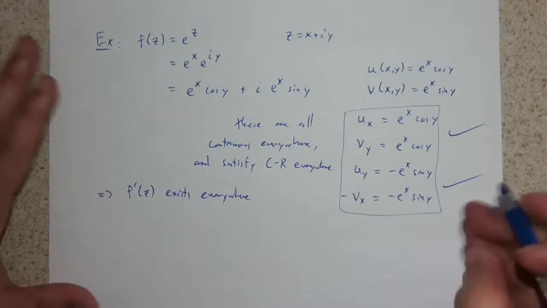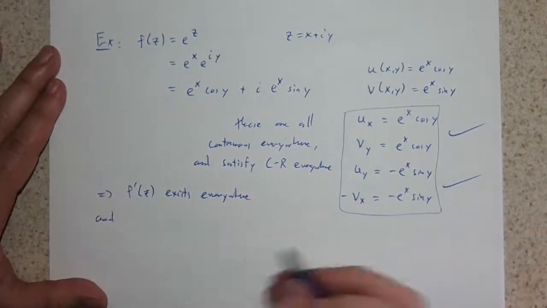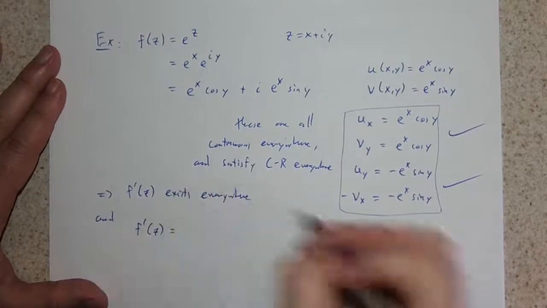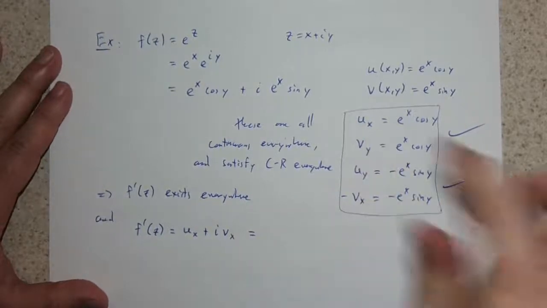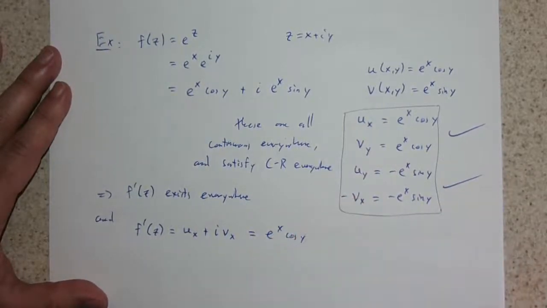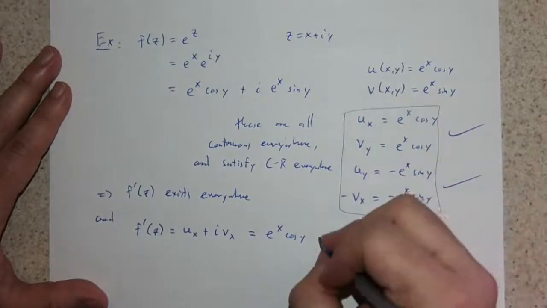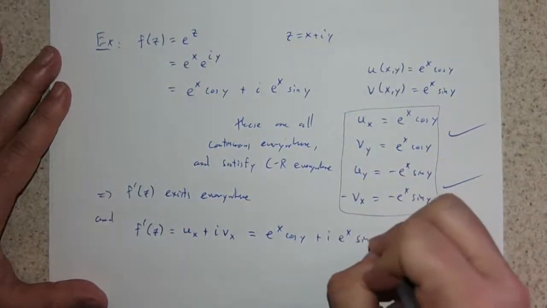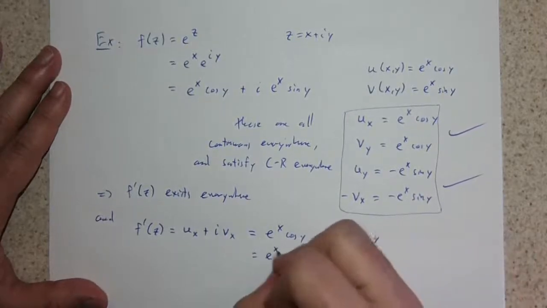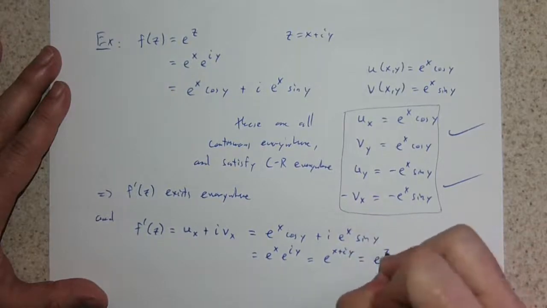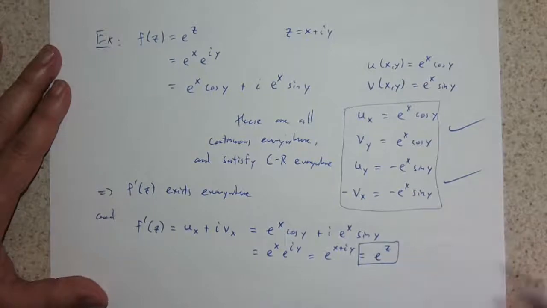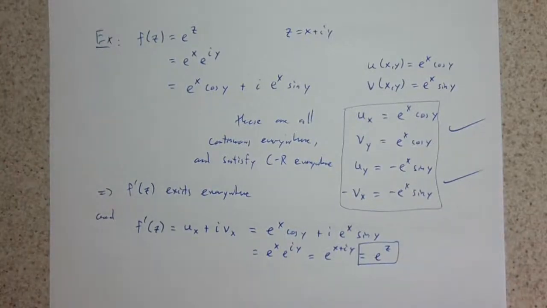Okay, and we can compute f prime of z as u sub x plus I v sub x. Well, u sub x is e to the x cosine y. V sub x is e to the x sine y, so it's plus I e to the x sine y. Right, this is exactly e to the x e to the I y, which is e to the x plus I y, which is e to the z, which I already knew. That's the derivative of e to the z. But this is just reinforcing it, right?